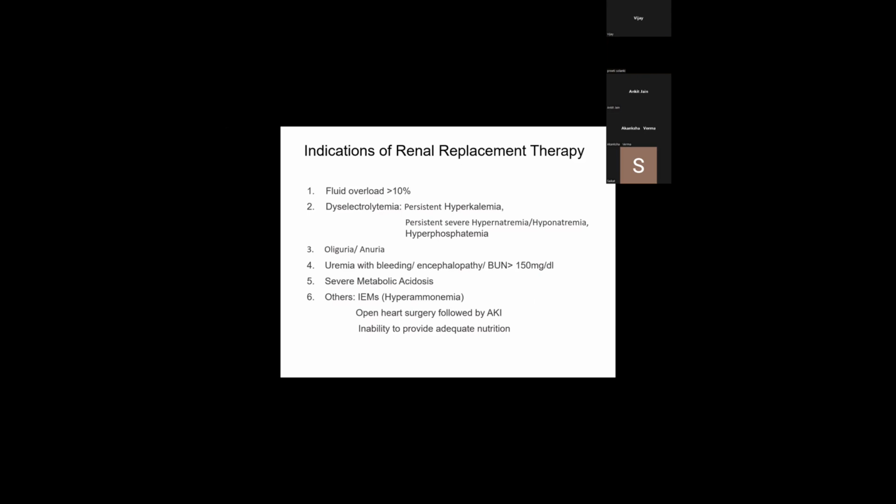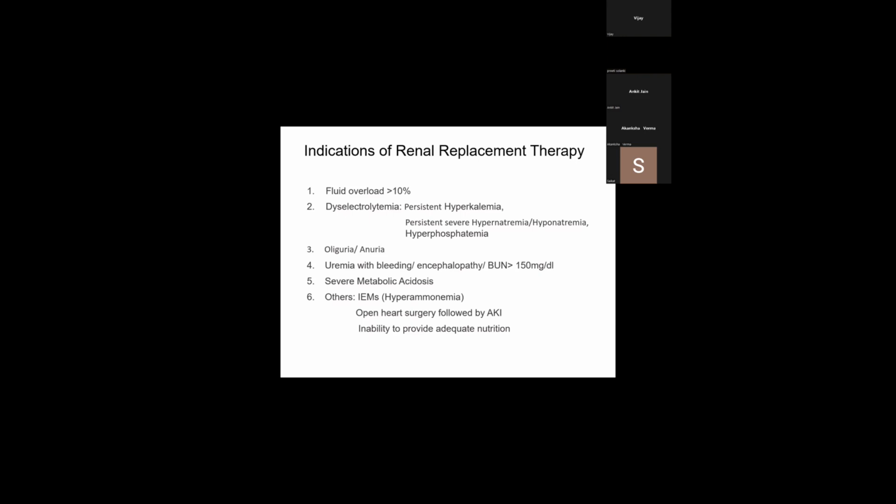First of all, renal replacement therapy is the process of removal of waste and excess fluid when medical management fails to provide adequate renal support. So, coming to the indications of renal replacement therapy, the first indication is fluid overload of more than 10% body weight. In cases of dyselectrolytemia, we provide renal replacement therapy such as in persistent hyperkalemia, persistent severe hypernatremia or hyponatremia, and in hyperphosphatemia, which may be associated with hypocalcemia.